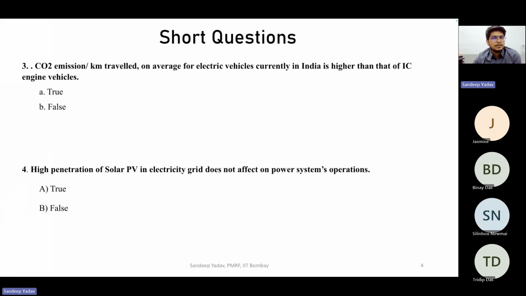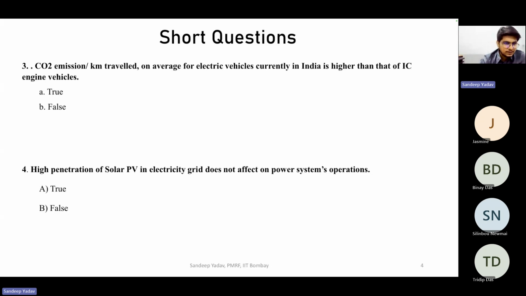Moving to question number three. Carbon CO2 emissions per kilometer traveled on an average for electric vehicles currently in India is higher than that of IC engine. Is it true or false? It's an interesting question. Which one emits more CO2 emissions per kilometer traveled, electric vehicle or IC engines? Anyone? Let me see the chat box if someone is answering in that. No.